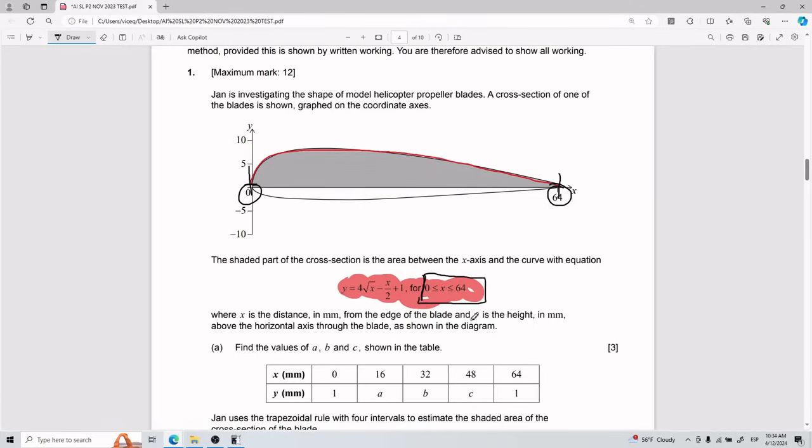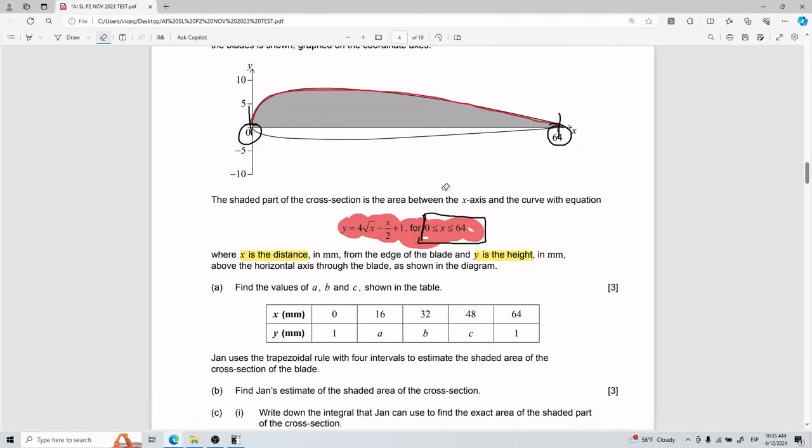Y is the height. So Y is going to be height. X is going to be distance. Let's highlight that real quick. It's always worth having in mind. X is distance. Y is height. All right, so that is the current context of the problem.